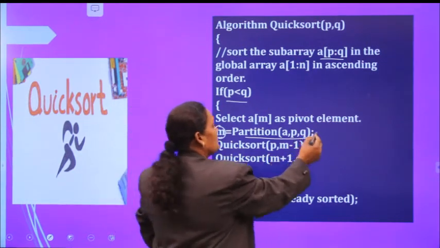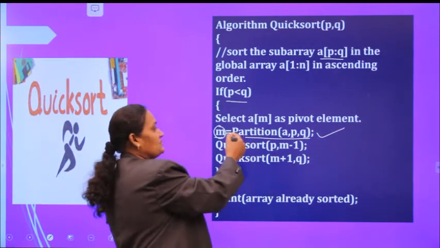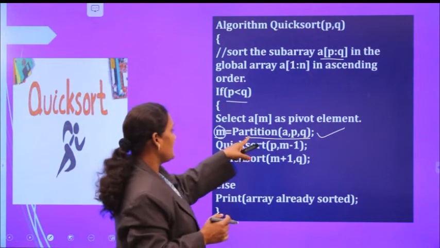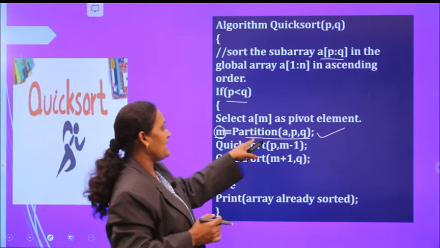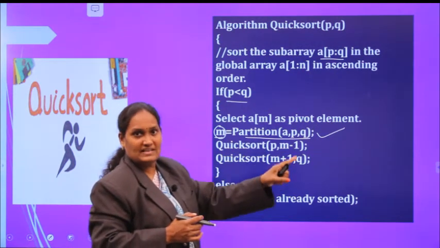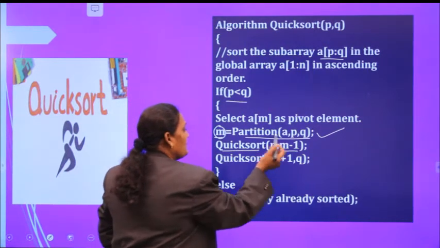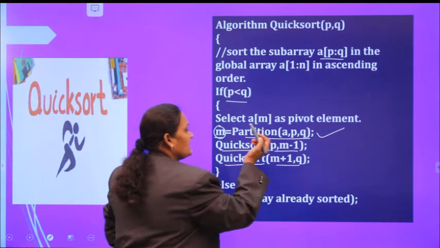The same thing I am doing. This partition procedure is represented in the next algorithm. This is the partition algorithm. I represented this partition algorithm in the next procedure. I will explain there. Now after that, quicksort of p to m minus 1, quicksort of m plus 1 to q.